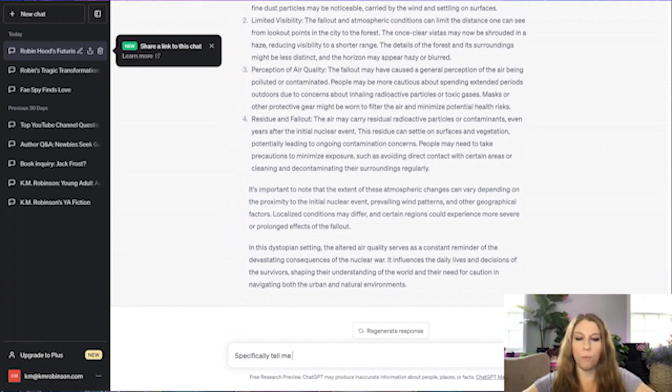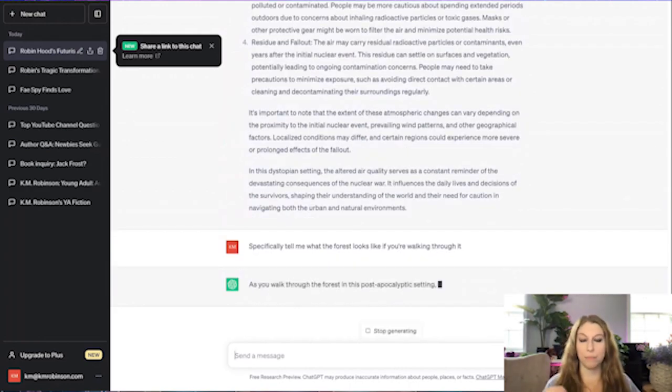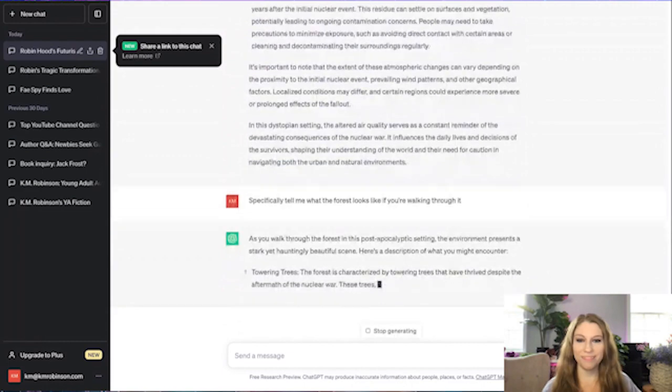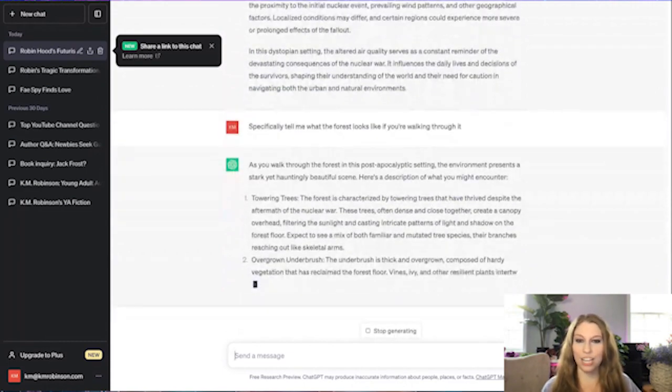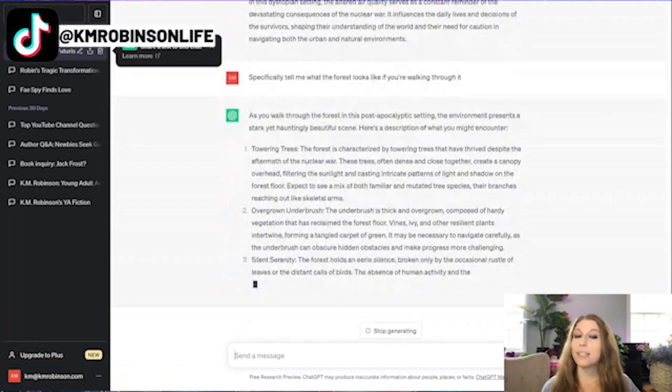Specifically, tell me what the forest looks like if you're walking through it. And so now it's going to give me some descriptions here. We're going to be able to see the towering trees, the overgrown brush. We're going to be able to see the silent serenity.